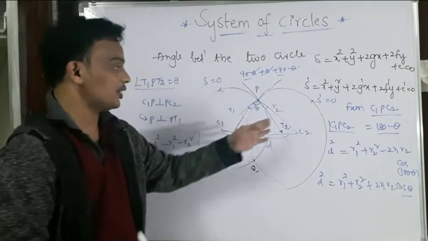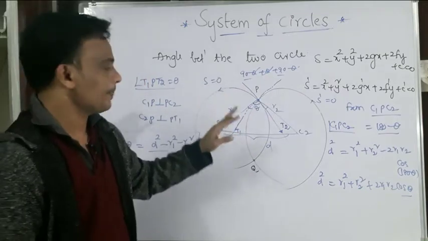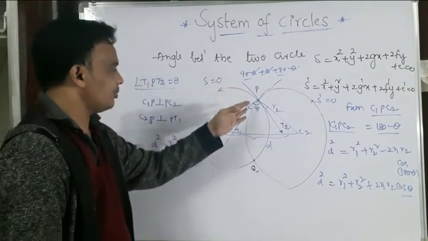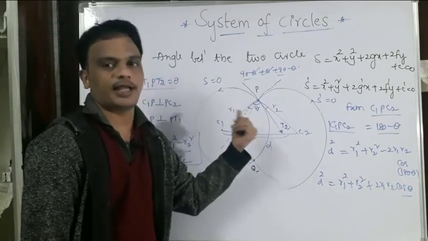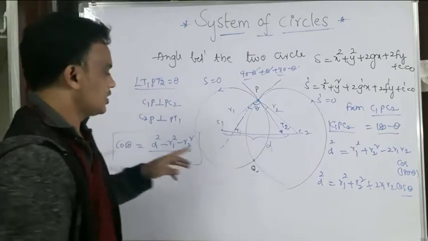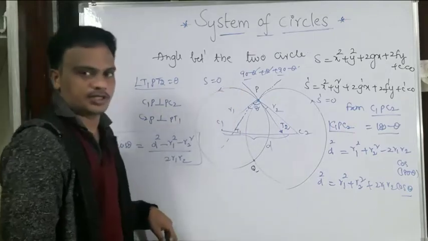What is the angle between the two circles? First of all, the basic thing is that the angle between the two circles means the angle between the tangents at the point of contact. So if theta is the angle between the two circles, then what is this?